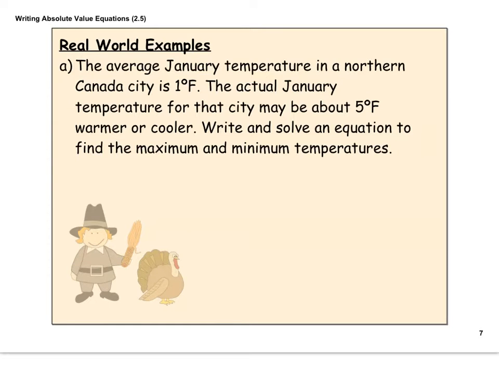The actual January temperature for that city may be about 5 degrees warmer or cooler, because we all know it's not going to be 1 degree every single day. Like, it's going to vary. So the directions ask us to write and solve an equation to find the maximum and minimum temperatures. Only on the real world ones are you going to actually be asked to solve them. If you're just given a graph, you just write the equation. And the directions in the homework will walk you through that.